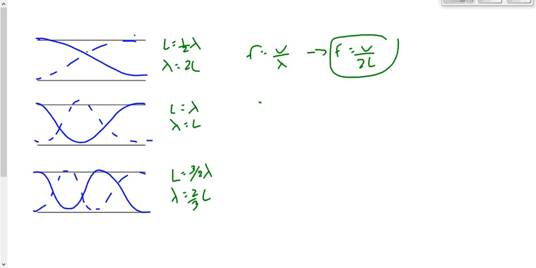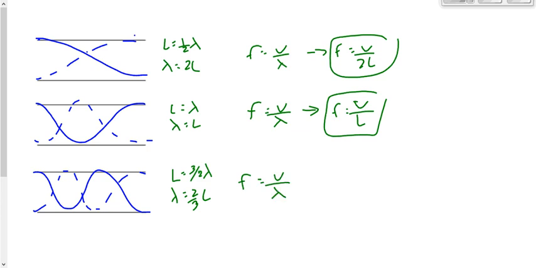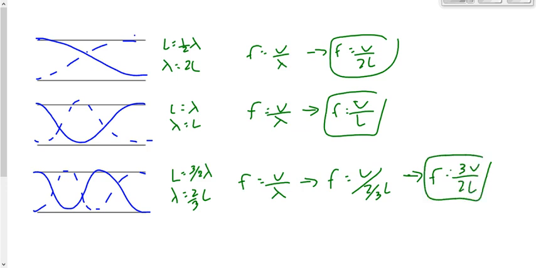Now let's take a look at this one. F is equal to V over lambda. This one would be, F is equal to V over, what would it be? Just L. And this one is, what, V over lambda? Or F is equal to V over 2/3 L? Which is the same thing as saying F is equal to 3V over 2L. Notice the pattern here. We call this the first harmonic.